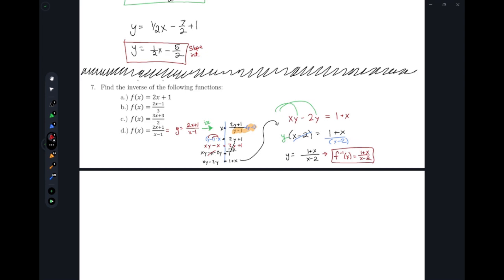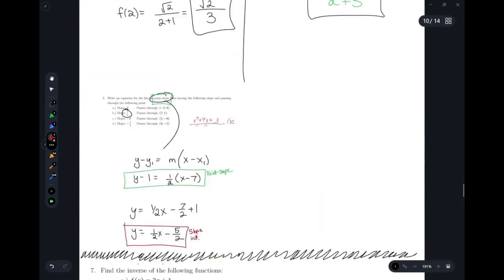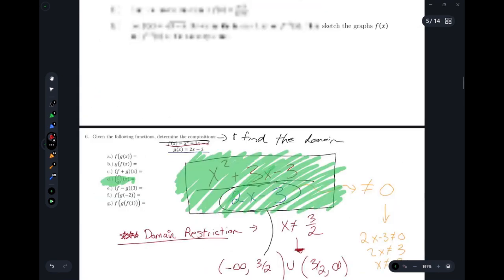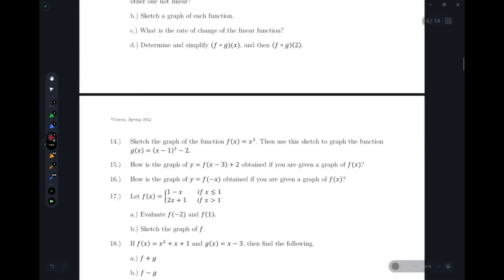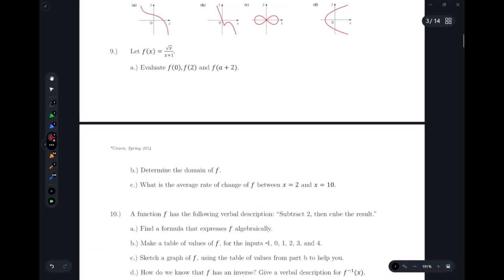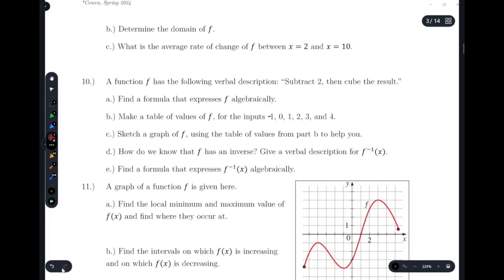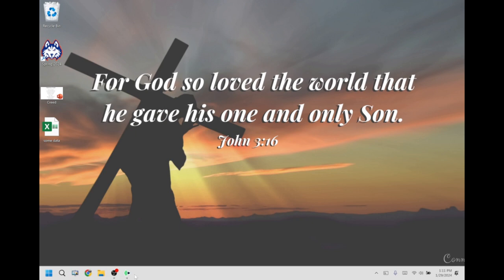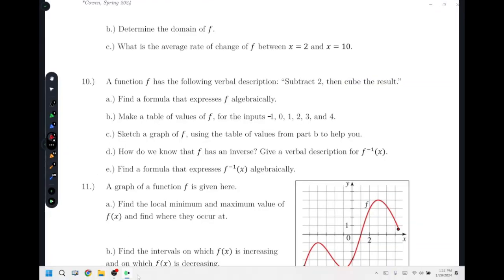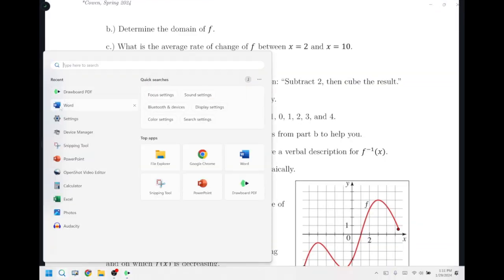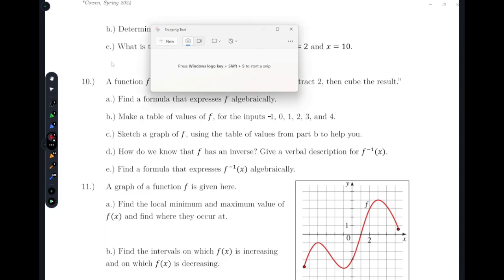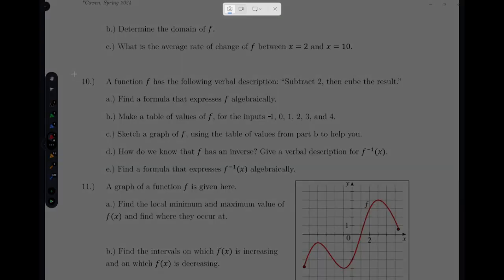All right, what are we doing? Number 10? Hey, no laughing. Which part of 10? 10's way too long. All right, on the test. This test is way too long.